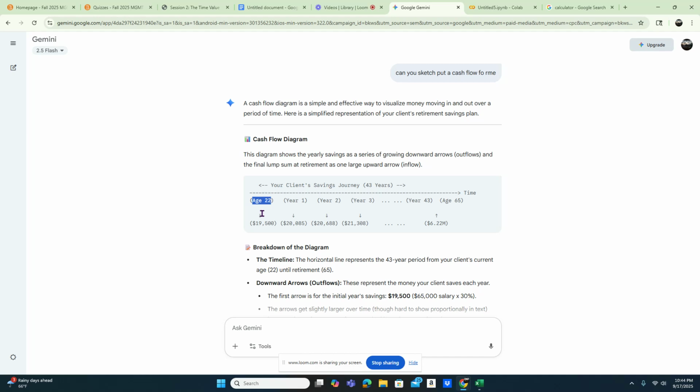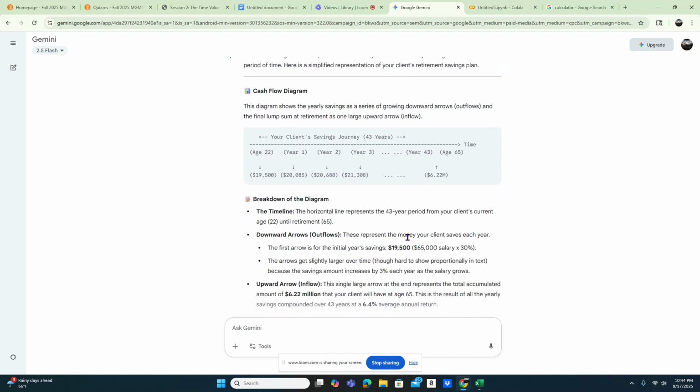You see, at age 22, he'd make $19,500 in savings. Year one, he made $20,000. Year two, he made $20,688. You see, the difference is adding up because of the interest, because of the 3% increase in his salary. It's adding up a lot. So by the third year, he's already adding almost $2,000 to savings. So imagine by year 43, he's probably adding an extra $20,000 per year in savings. It adds up very fast.